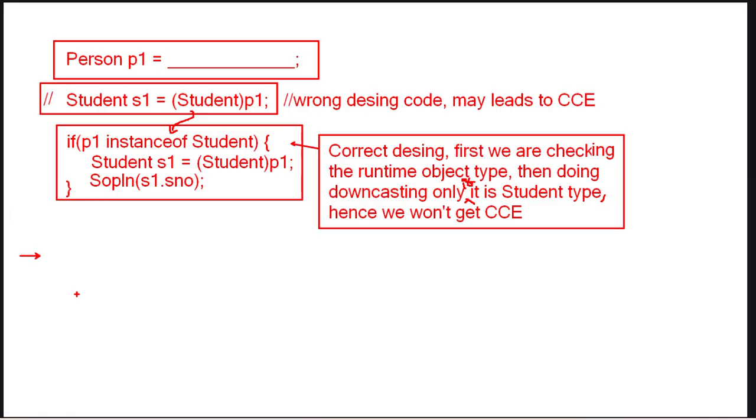It's not exactly student, it is either student or subtype. In brackets: same type or its subtype, close bracket, returns true, else returns false.